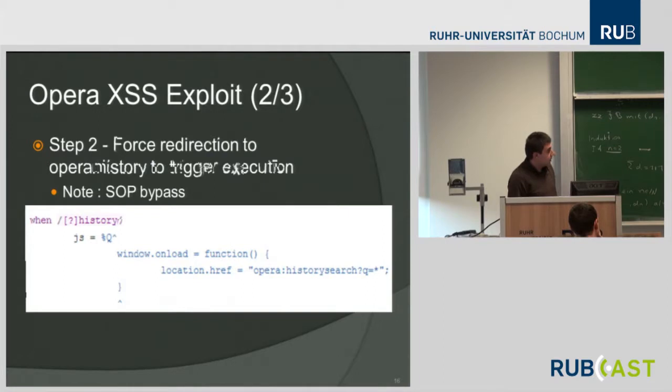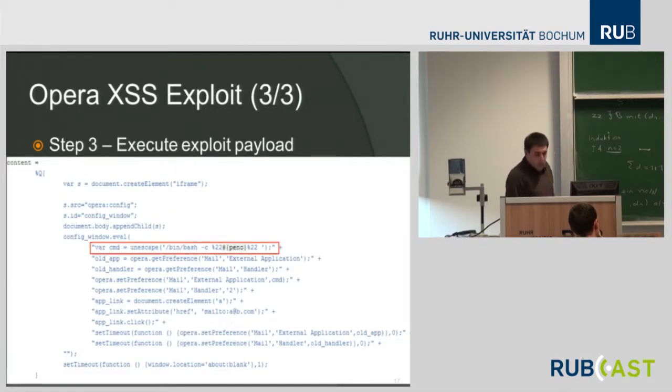I don't know if you guys can see, it's a little bit small, but this is the payload which was injected with the JavaScript. And the technique here is very simple. Because we are in the opera: trusted zone, it was possible to change the configuration of the browser. And the goal was to get code execution. So one technique was to change the mail application handler.